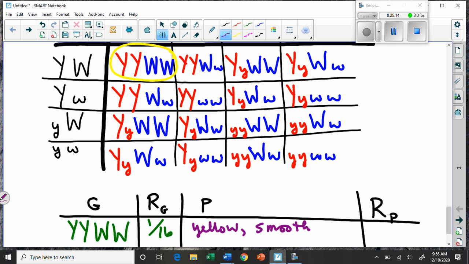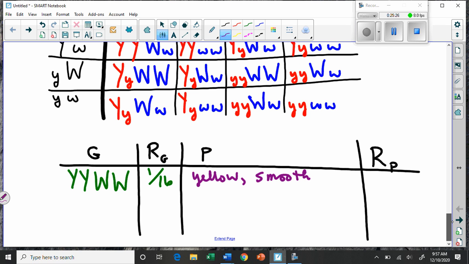Okay? Now, I'm not going to put the phenotype ratio in here because I might get more yellow and smooths, right? So what I could do is, you know what, I'll put the 1 out of 16 here. But we have to add these up after. So we're going to have to do something with that column before we're finished. Okay, let's look at the next genotype.